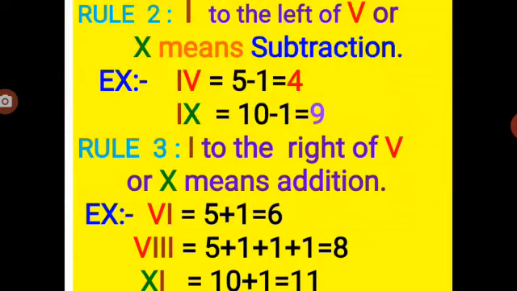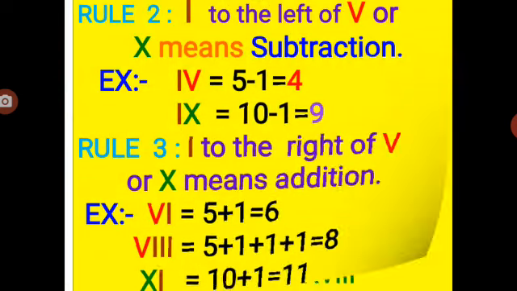Then VIII. V value is 5, followed by 3 I's, so plus 1, plus 1, plus 1. 5 plus 1 is 6, 6 plus 1 is 7, 7 plus 1 is 8. Next, XI. X value is 10, I value is plus 1. So 10 plus 1 is 11. Roman numeral XI.